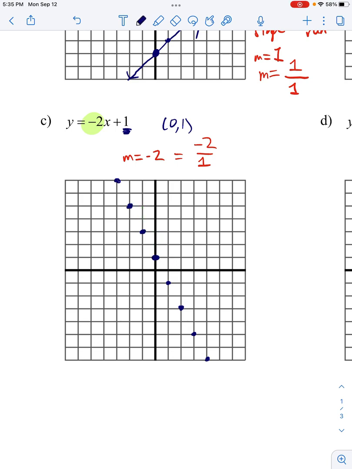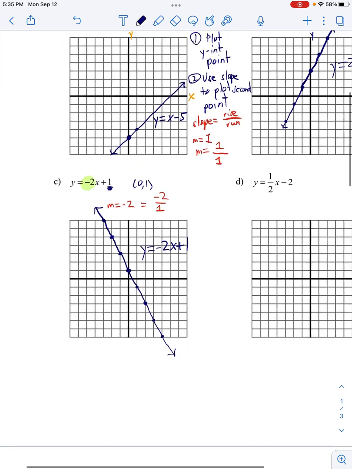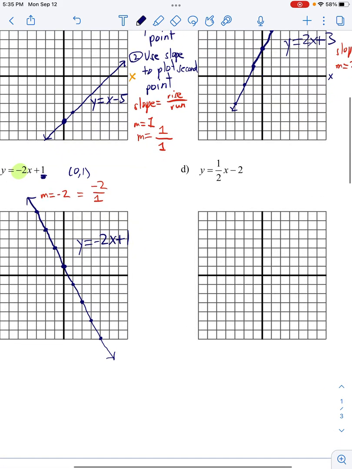Let's connect all those, connect the dots from preschool. There's the bane of my existence. All right, y equals negative 2x plus 1. There we go. Okay, so that's how we do that one.